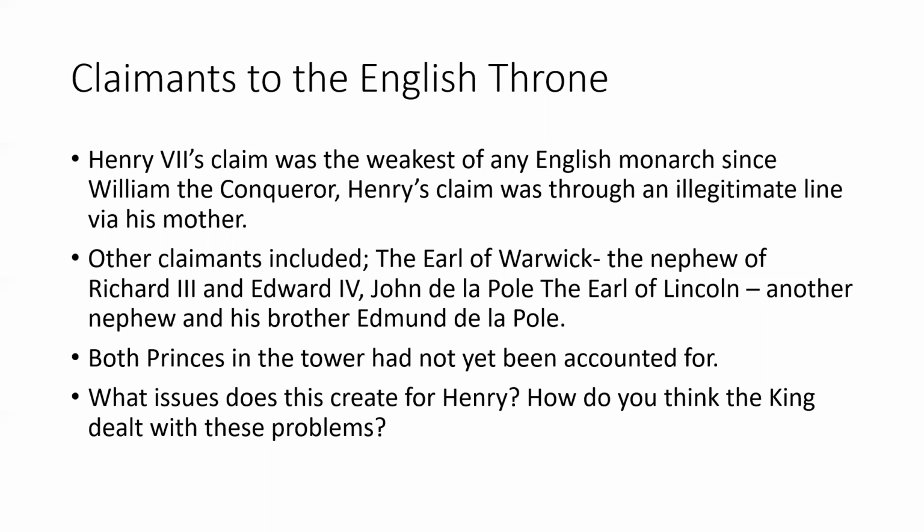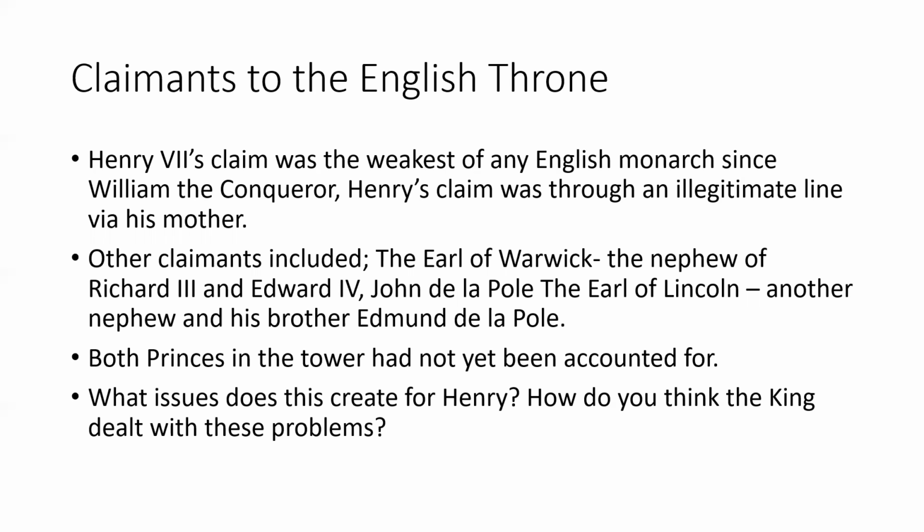Other Yorkist claimants included the Earl of Warwick, the nephew of Richard III and Edward IV, John de la Pole, the Earl of Lincoln, another nephew, and his brother Edmund de la Pole. So these guys are all opposing Henry and have stronger, more legitimate claims to the throne. Furthermore, both princes in the Tower had not yet been accounted for. These were the princes imprisoned by Richard III.